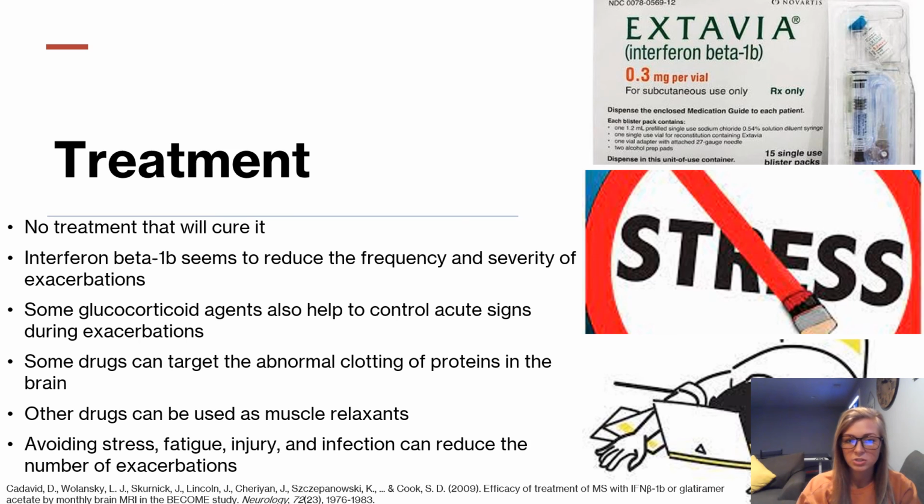And then some drugs are used as muscle relaxants, but really avoiding stress, fatigue, injury, and infection can greatly reduce the number of relapses that you have. So it's very important that you avoid those things as much as possible.